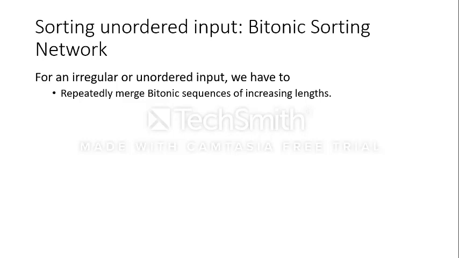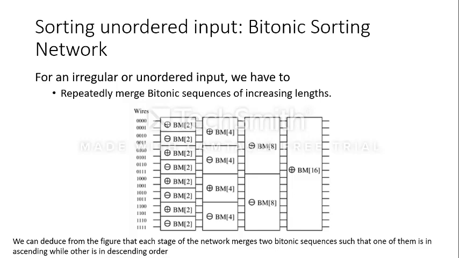We have to repeatedly merge the Bitonic sequences of increasing lengths. We have to start working on two elements. Suppose the number of elements is n. So I pick only two elements from the whole sequence. Those two elements are checked whether they are in ascending order or descending order, and with respect to that, we convert them into ascending or descending order.